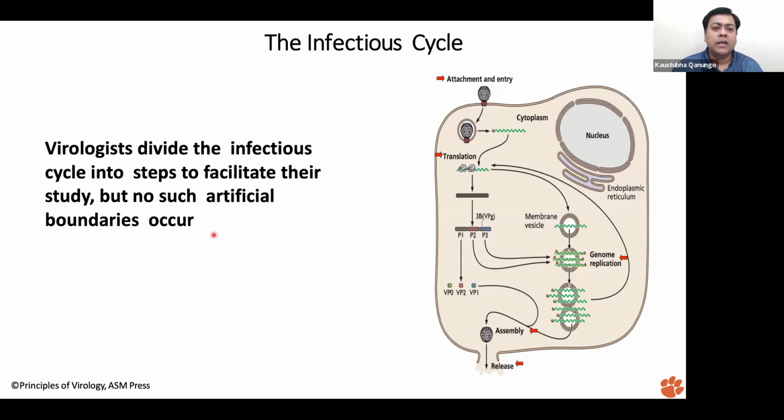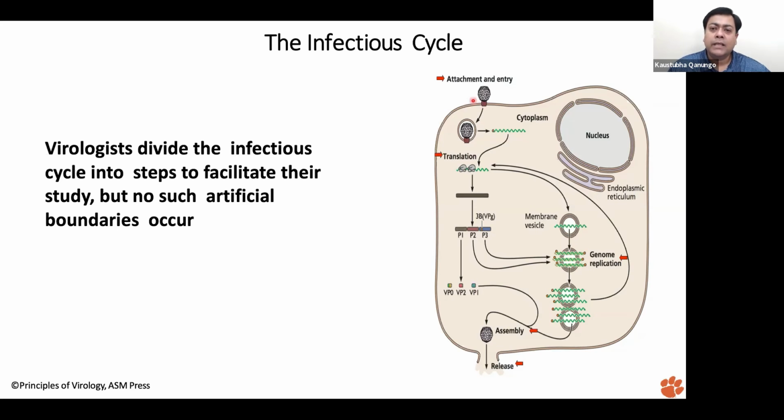What we do is that virologists divide the infectious cycle into steps to facilitate their study, but there are really no such artificial boundaries. So what do we mean by that? In your textbook picture or the notes picture that you will see, you will not see these red dots in here. These are things that I have added, but you have the same picture.